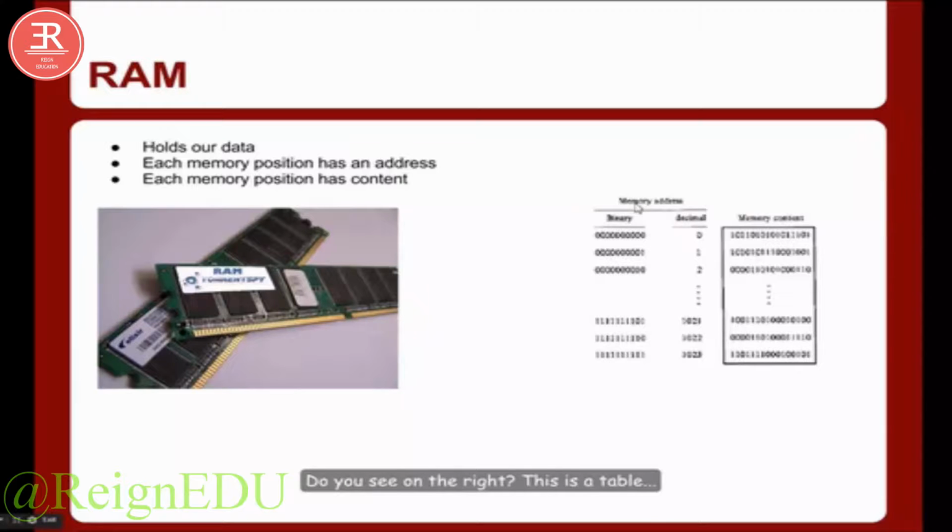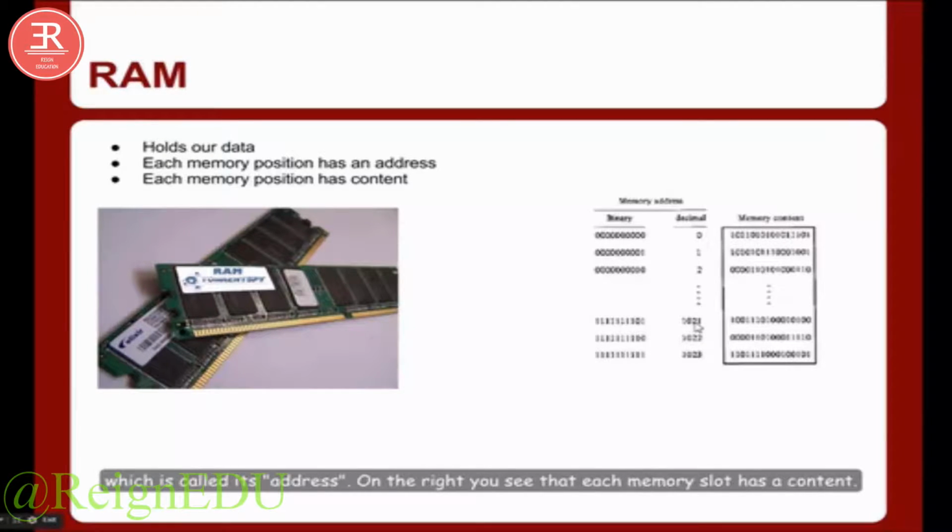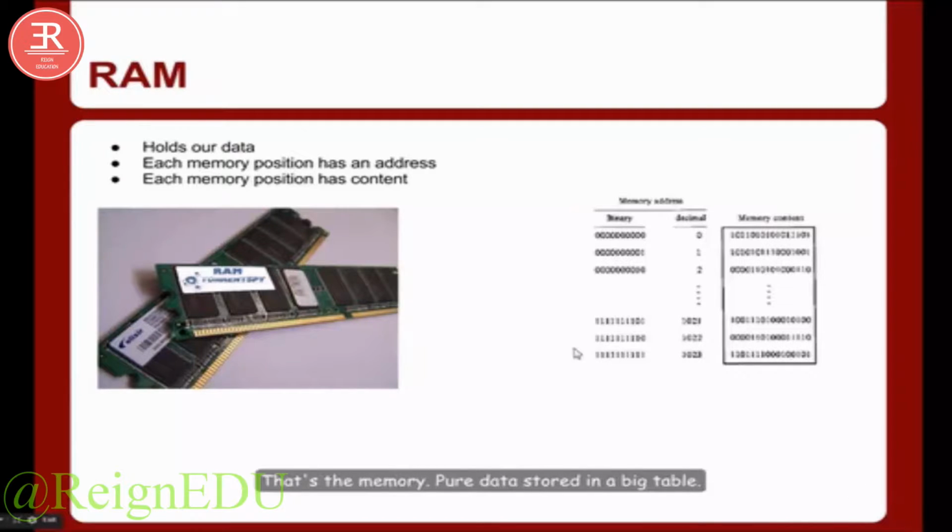Do you see on the right? This is a table with memory addresses from 0 to 1023. It is a 1 kilobyte RAM, random access memory. It starts from 0 to 1023, and each memory slot has a number which is called its address. On the right you see that each memory slot has a content. That's the memory. Pure data stored in a big table.